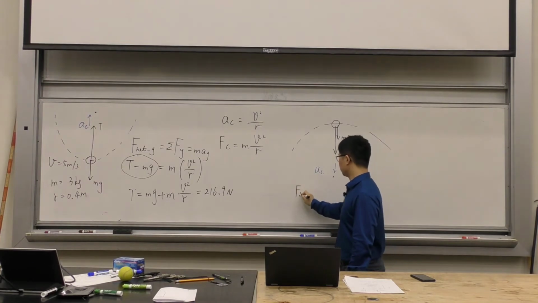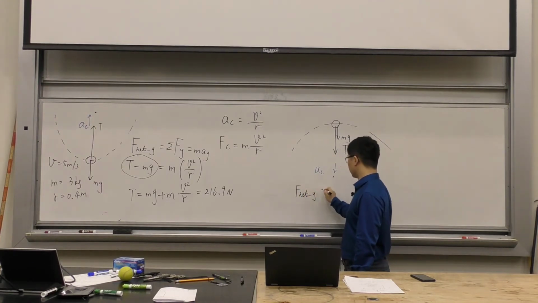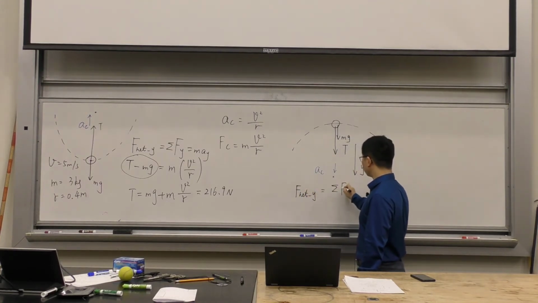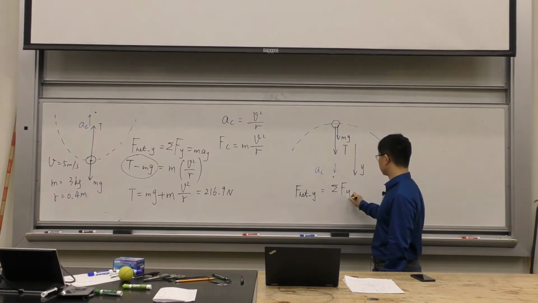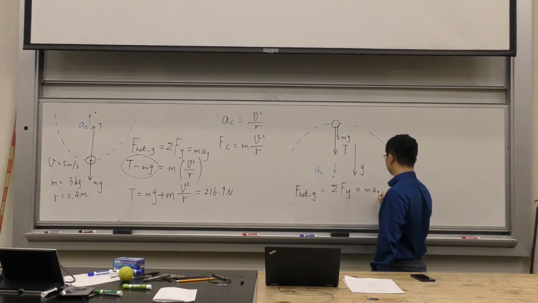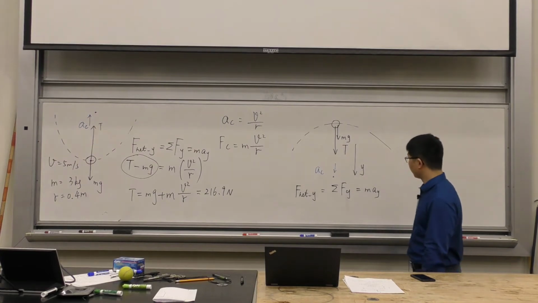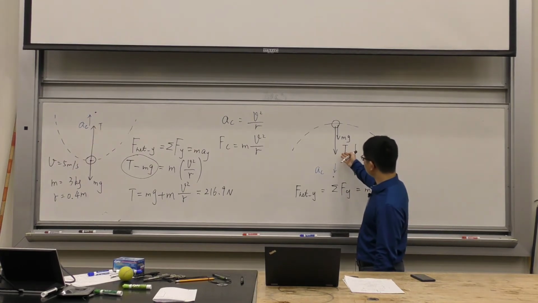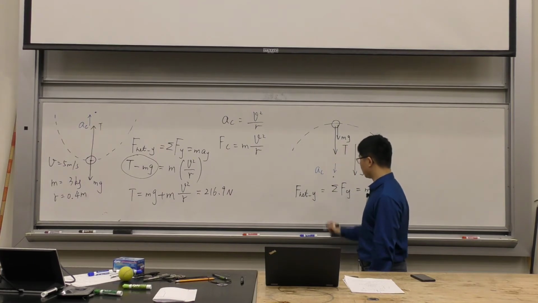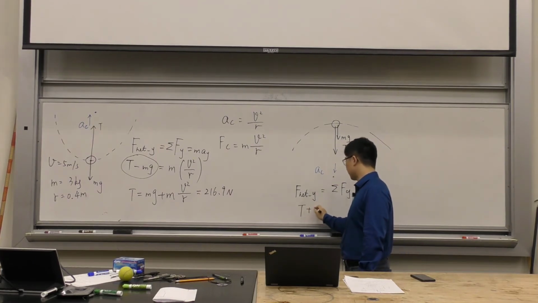If I do this, then how do I set up Newton's second law? I would still do this. The net force in the y direction, equals all the forces in the y direction, must be equal to mass times acceleration in the y direction. How many forces in the y direction? 2. And if I go down positive, both of them are going to become positive, so I should have T plus mg.